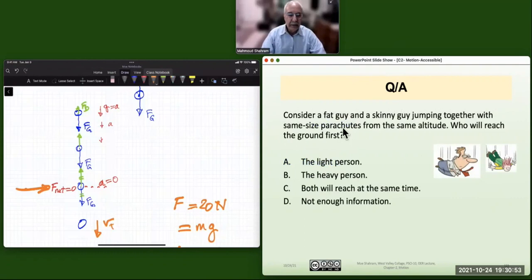Now, the question here is, we have two guys, a big guy and a small guy. They're both jumping to do a skydiving.